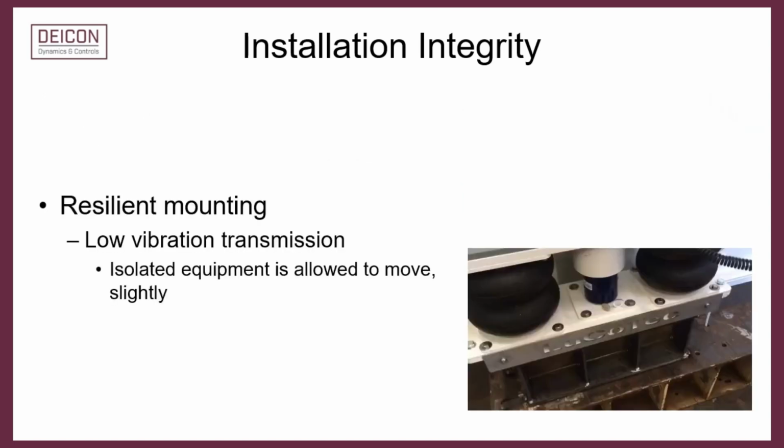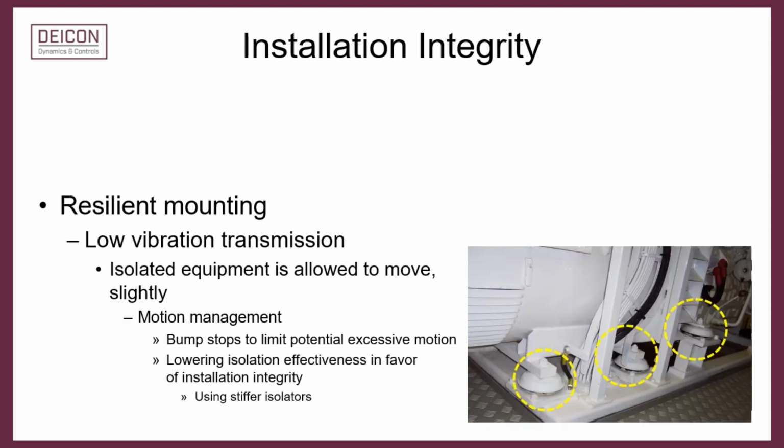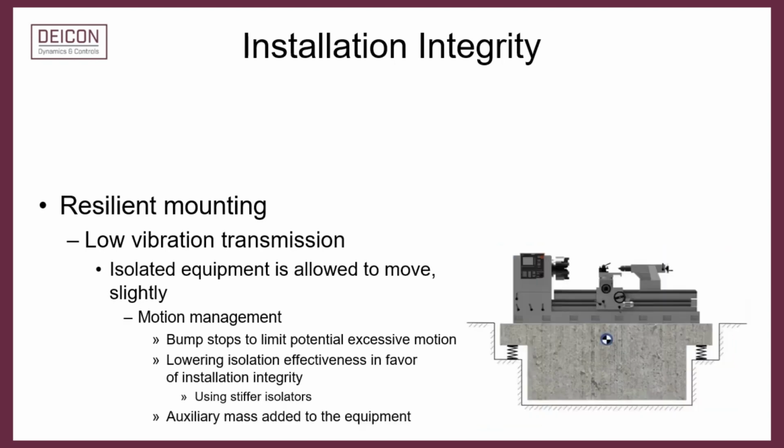When lowering the transmission of shock and vibration is the goal, equipment should be resiliently mounted on their support structure. The flexibility of the isolators in such systems allows for small motion of the equipment. To avoid potential occasional large motions which could jeopardize the installation integrity of the equipment, the extent of motion needs to be managed by either incorporating snubbers to stop the excessive motion or lowering the isolation effectiveness by using stiffer isolators or adding auxiliary mass to the equipment. All of these motion management solutions have their pluses and minuses.